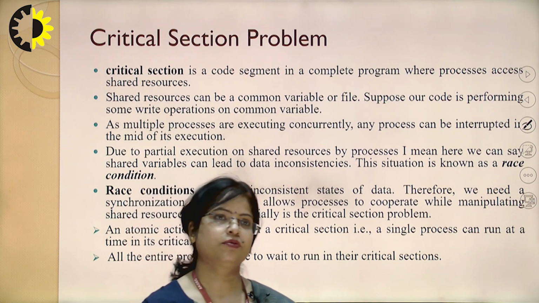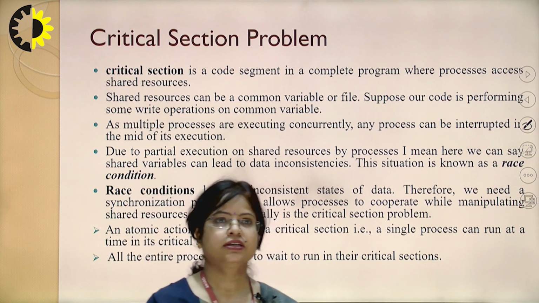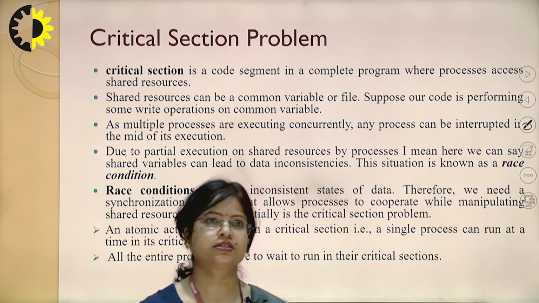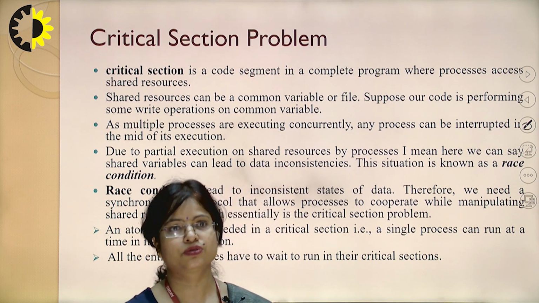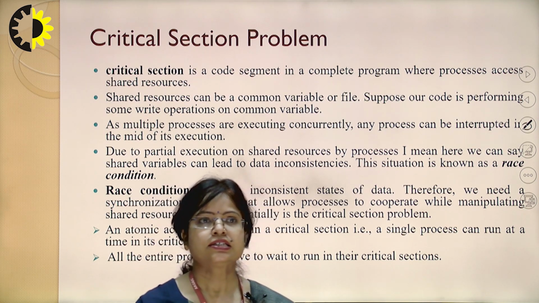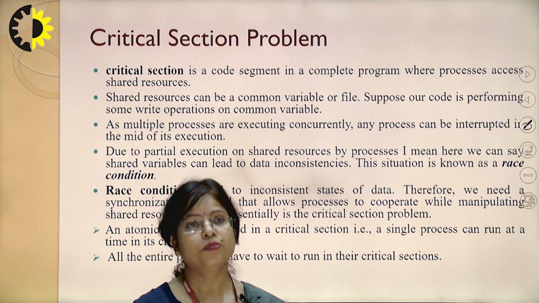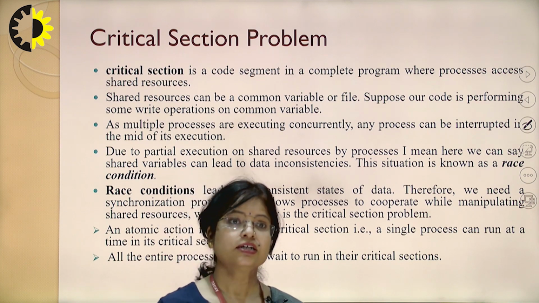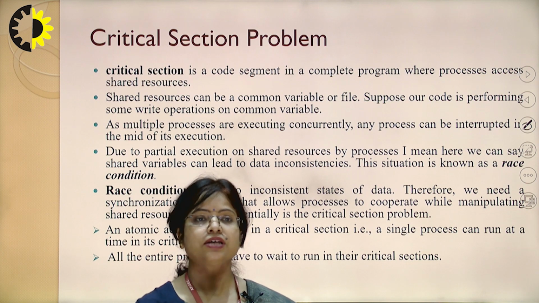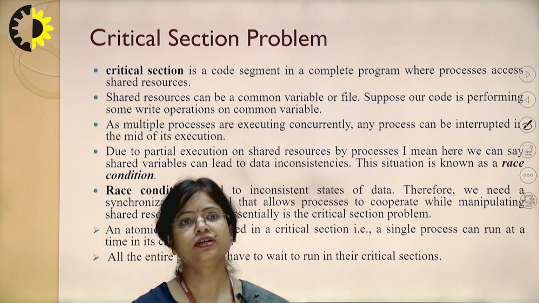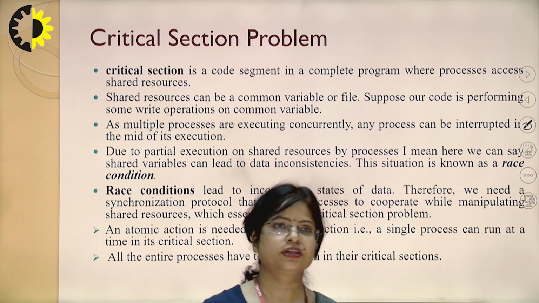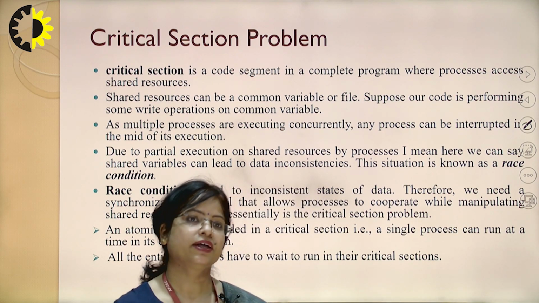Critical section problem. A critical section is a code segment in a complete program where processes access shared resources. Shared resources are things like a common variable or a file, or some input-output devices that all the processes access. So suppose our code is performing some write operation on some common variable.